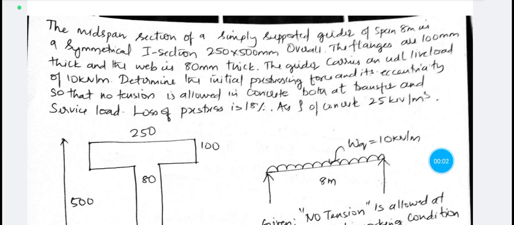The midspan section of a simply supported girder of span 8 meter is a symmetrical I section, 250 by 500 mm overall. The flanges are 100 mm thick and the web is 80 mm thick. The girder carries a UDL live load of 10 kN per meter.